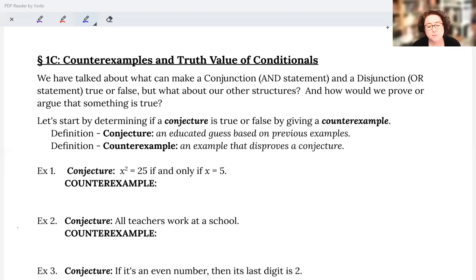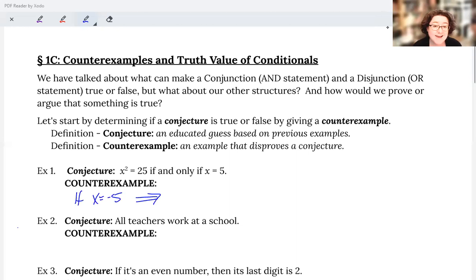And again, some of these are dealing with math and some of these are not. So let's look at our first one. Our conjecture is that x squared equals 25 if and only if x equals 5. So let's think about this. If we do 5 squared, well, yeah, 5 squared equals 25. But are there any other instances, any other examples where we can square a different number and get 25? Well, what about -5? So what if x was equal to -5?